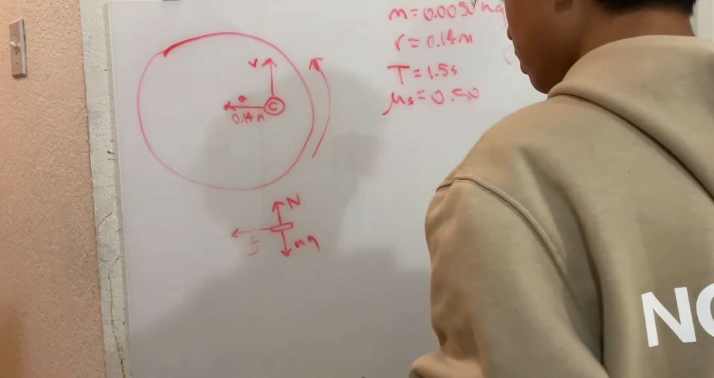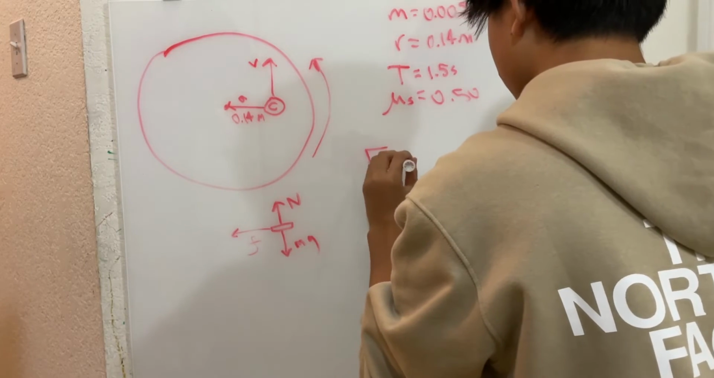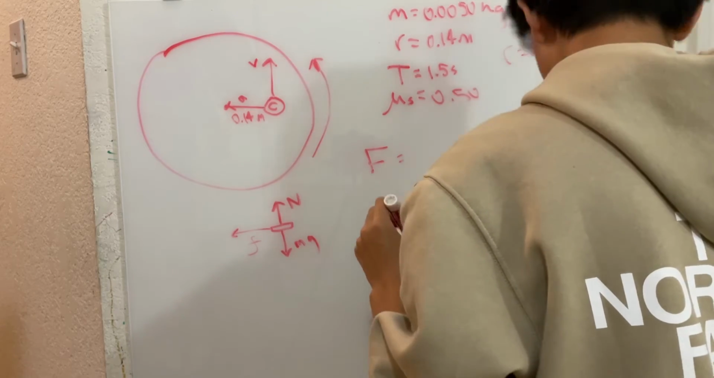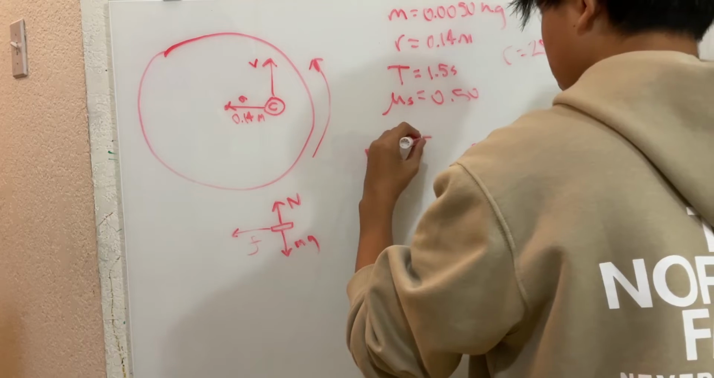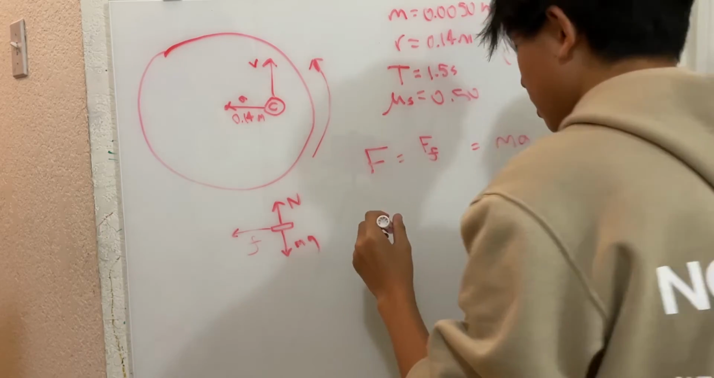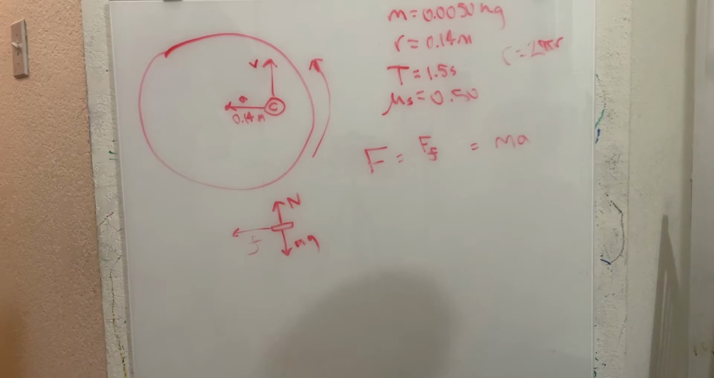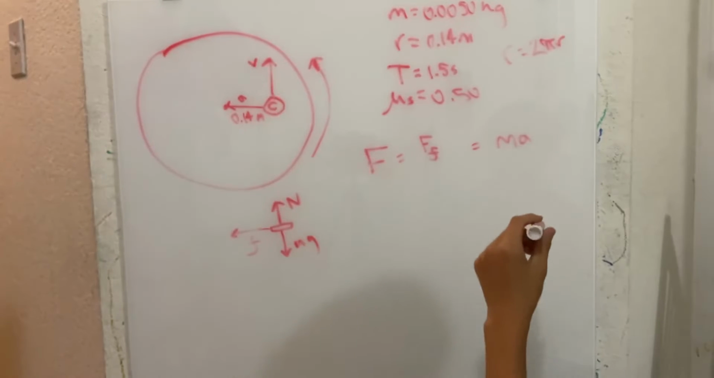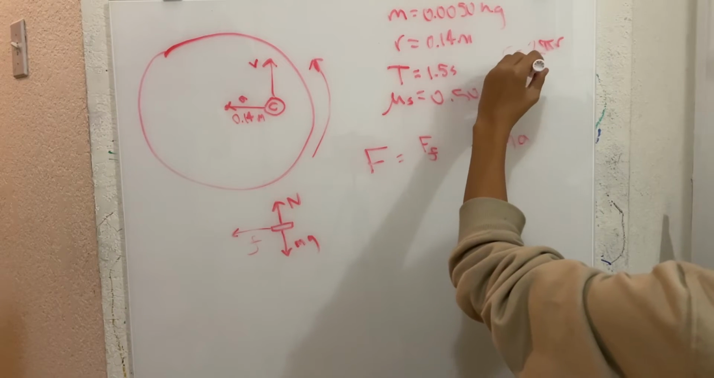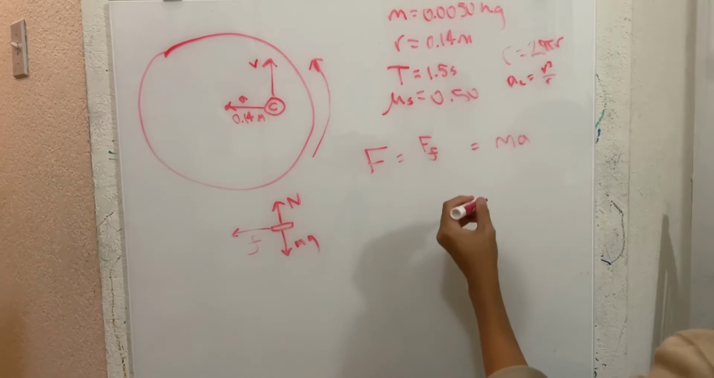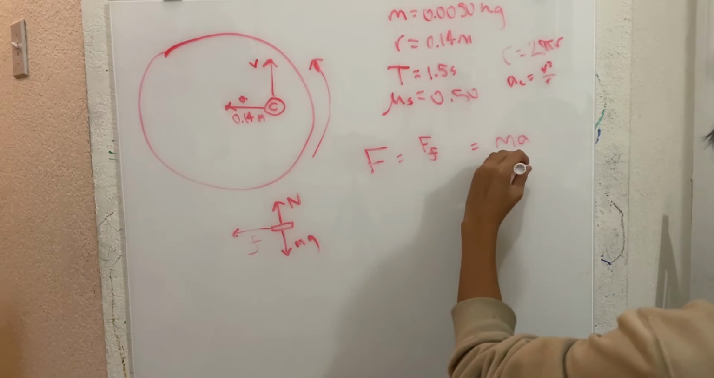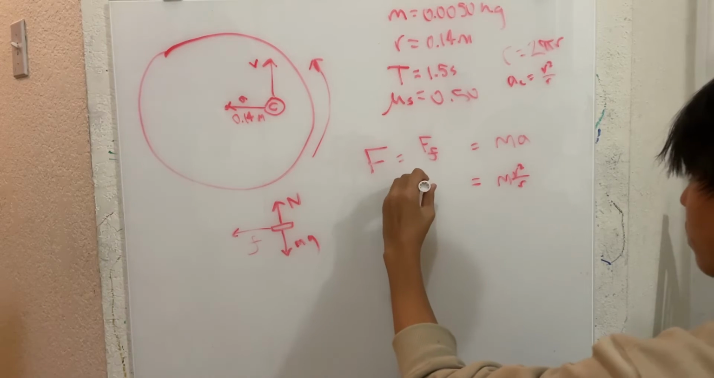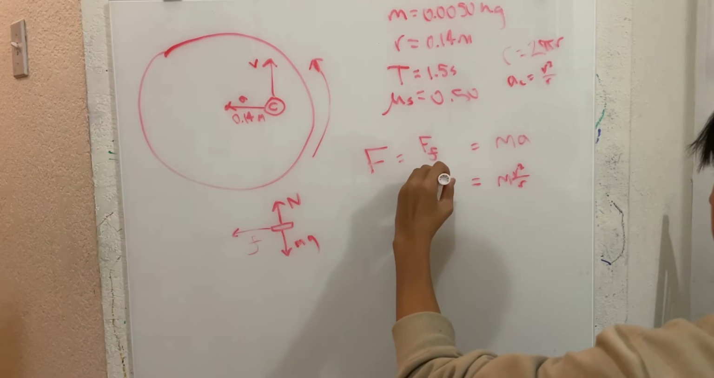So if we do Newton's second law, we can write F equals force of friction equals ma, and then we can substitute these because we know a, in this case, is centripetal acceleration, and centripetal acceleration is just equal to v squared over r. So that means we can substitute this for mv squared over r. And then force of friction is just coefficient of static friction times mg.